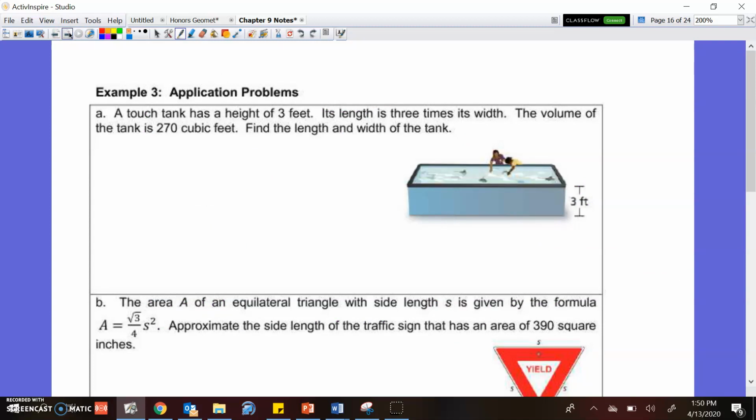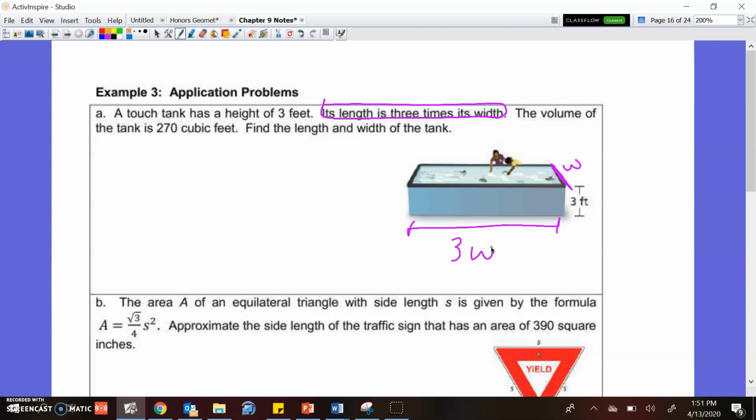All right, we have 4 word problems we're going to wrap up with then. First 2 are kind of each different, and then the bottom 2 model these top 2. So here we have a touch tank. So you're at the aquarium, you can touch certain fish and aquatic life in there. They're allowed to be touched. They tell us it has a height of 3 feet. Now its length is 3 times its width. So this distance is 3 times as long as that distance going back. We don't know what that is. I'm going to call that W, but that means this would be 3W.